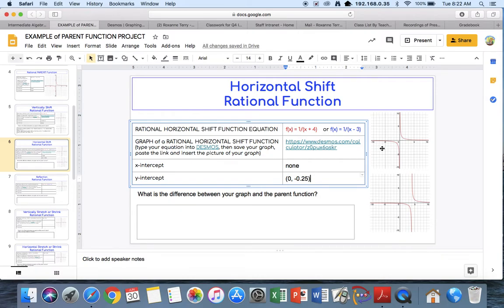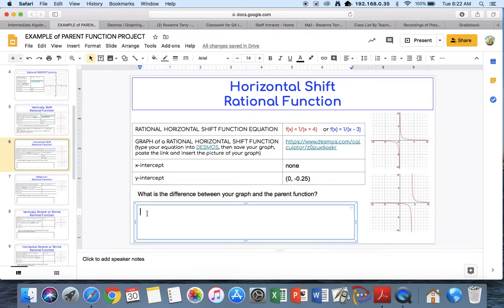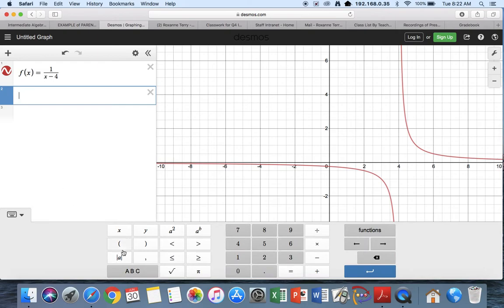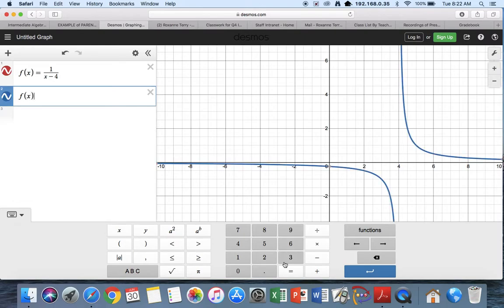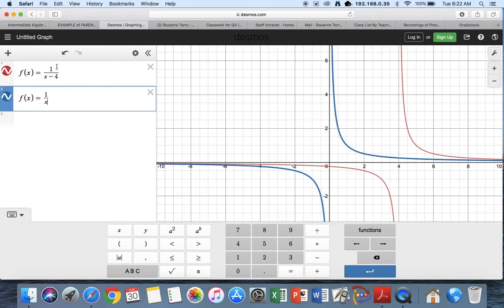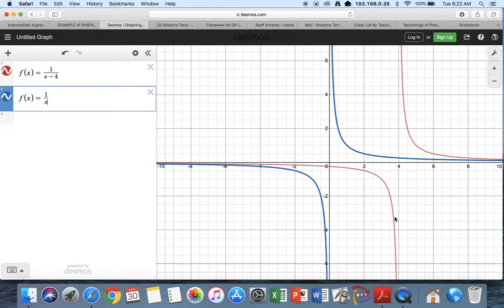Okay, so what is the difference between the two graphs? That's what I want to know. If it's hard to see here, you can go back to DESMOS. Type in your original function. So f of x, which equals 1 divided by x in my case. Remember, your function is different. So if I look at the blue line versus the red line, what do I notice? Well, the thing I can notice is it's moved to the right, and it looks like 4 units. So the blue graph has moved 4 units to the right, and that's what I'm going to write in here.